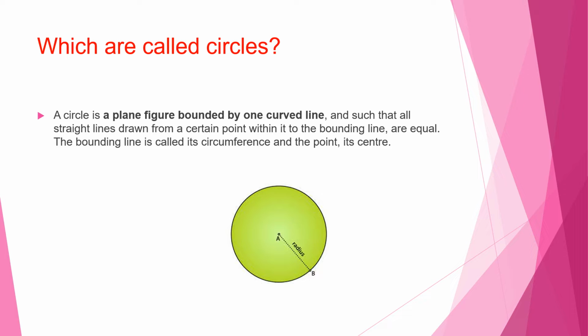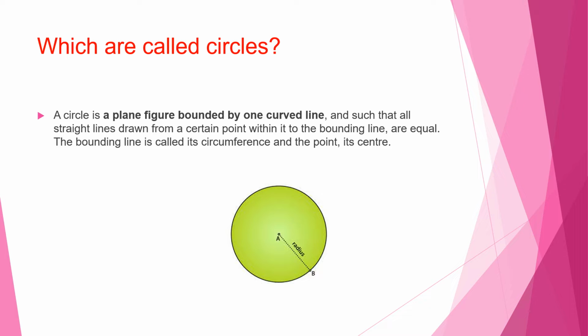A circle is a plane figure bounded by one curved line and such that all the straight lines drawn from a certain point within it to the boundary line are equal. The bounding line is called its circumference and the point its center.